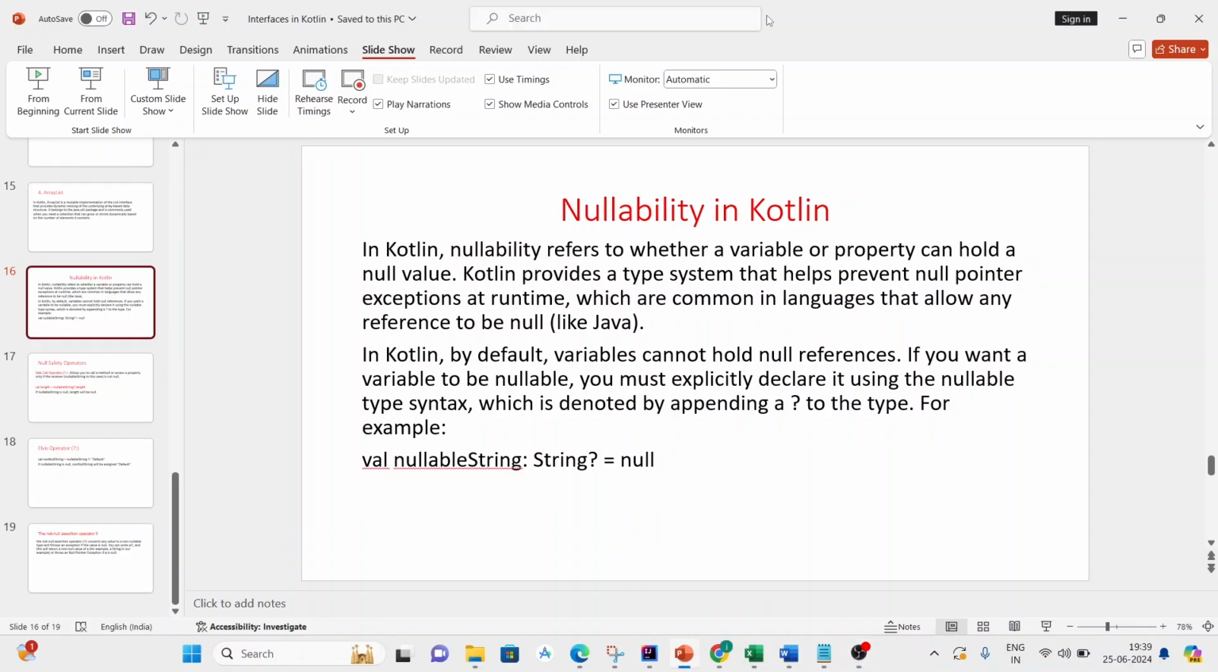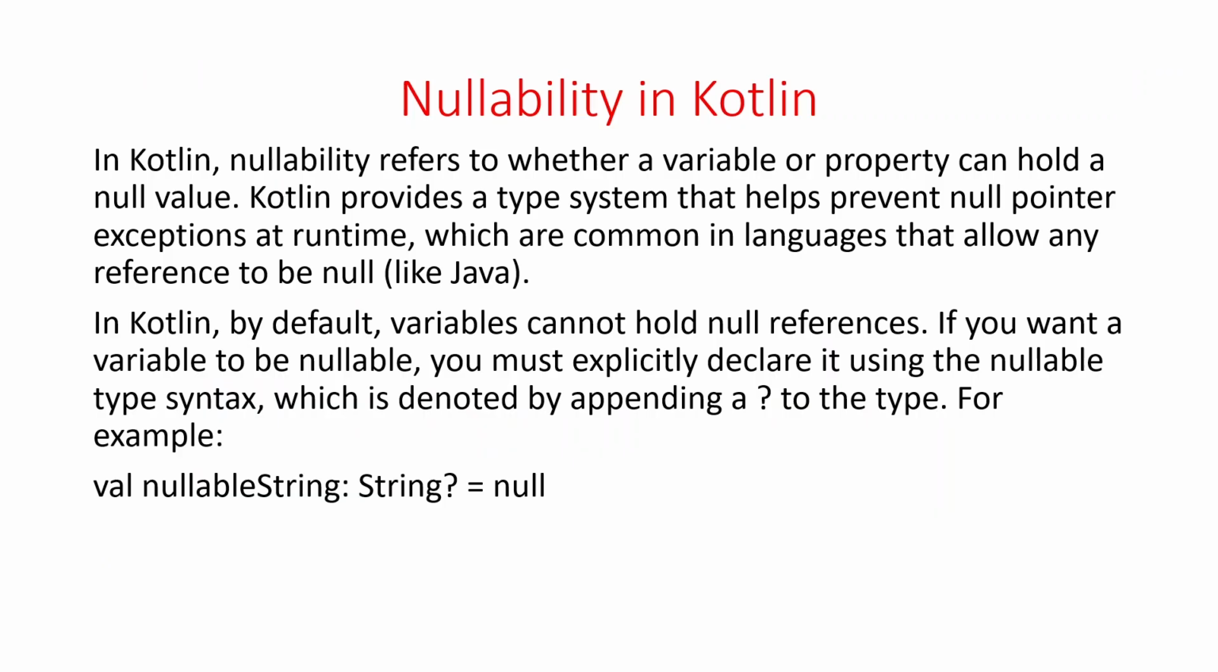Let's talk about nullability in Kotlin. Nullability in Kotlin refers to whether a variable or property can hold a null value. Kotlin provides a system that helps prevent null pointer exceptions at runtime, which are common in other languages like Java, which allow references to be null.